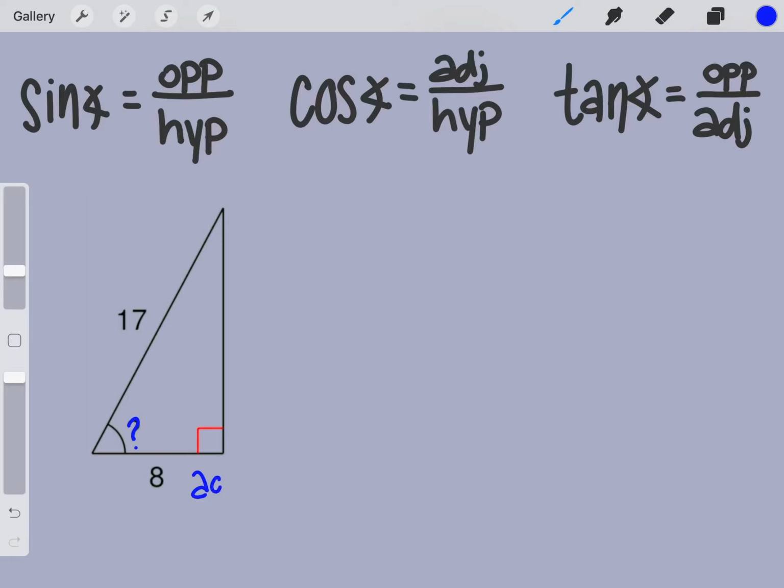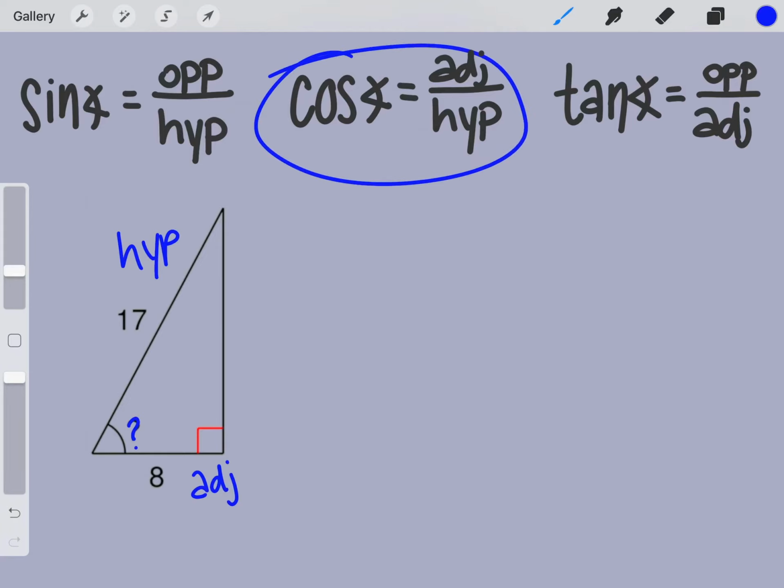8 is going to be our adjacent side, and 17 is going to be our hypotenuse. So then we look at each of the trigonometry functions and ask ourselves which trig function uses hypotenuse and adjacent. So that is going to be our cosine. So what we're going to do now, similar to what we did last time, is just go in and plug in each of these values into that equation.